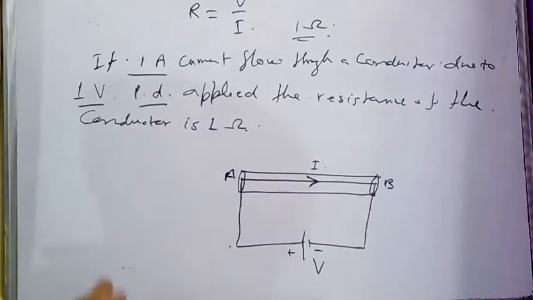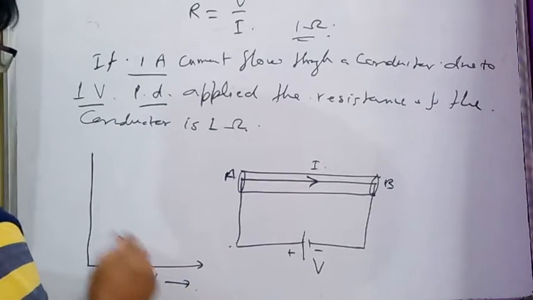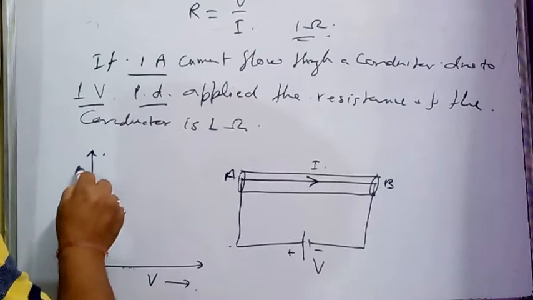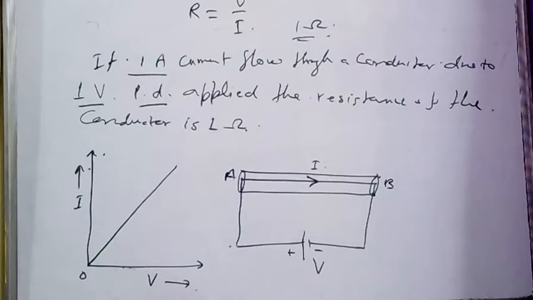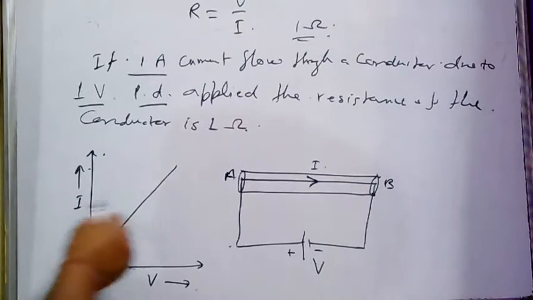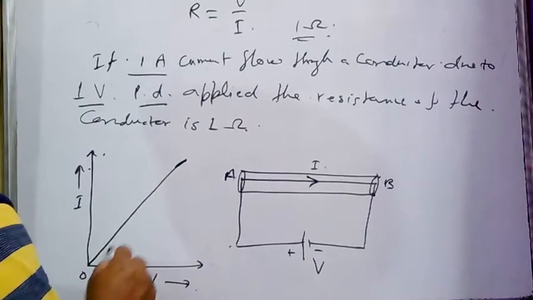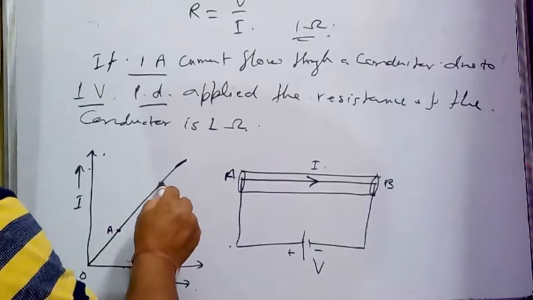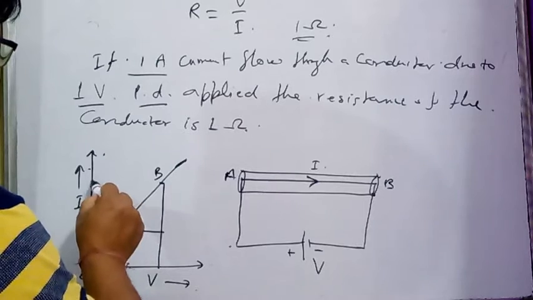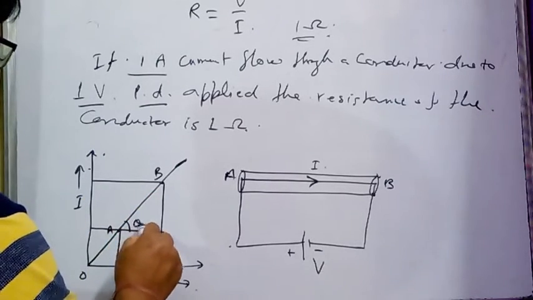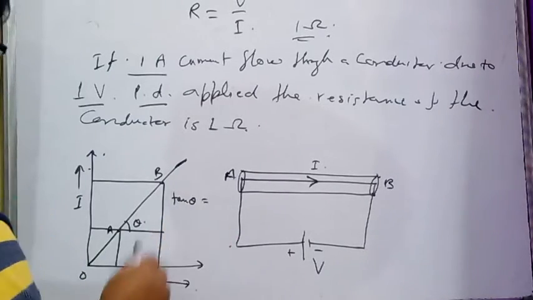If we plot a graph between potential difference and current flowing through the conductor, this graph is going to be a straight line. To calculate the resistance of the conductor whose VI graph is given, we can take 2 points A and B on the graph and draw perpendiculars on the two axes. Suppose this angle is theta. So what is going to be the value of tan theta? That is the slope of the graph.